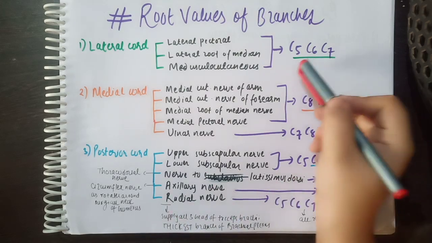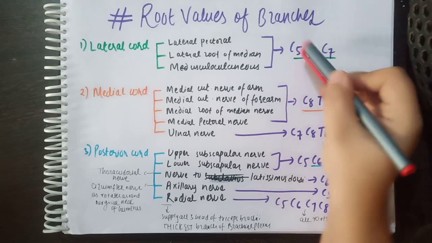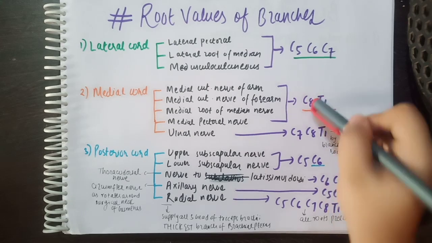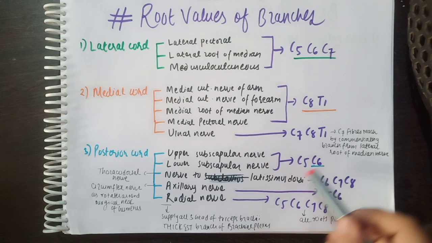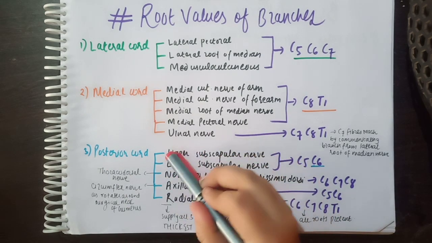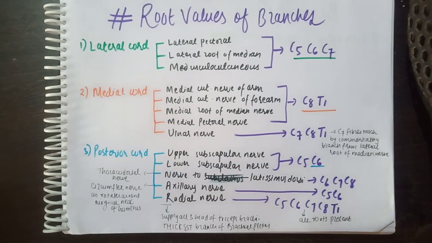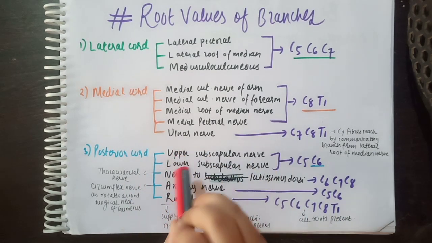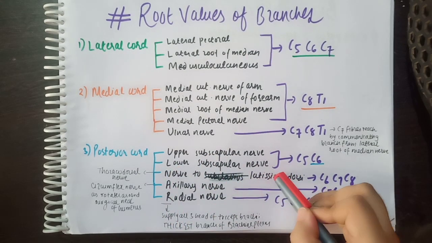Now here I have underlined it with the green color and here with the orange color. The significance is all the branches have C5, C6 and C7. Here all the branches have C8 and T1, and here in the posterior cord all the branches have C6 in common. Now let's see the posterior cord. To remember the posterior cord, you have the abbreviation ULNAR. Don't confuse here: in ULNAR, U is not for ulnar nerve. From U you can remember upper subscapular nerve, lower subscapular nerve, nerve to latissimus dorsi, axillary nerve and radial nerve.